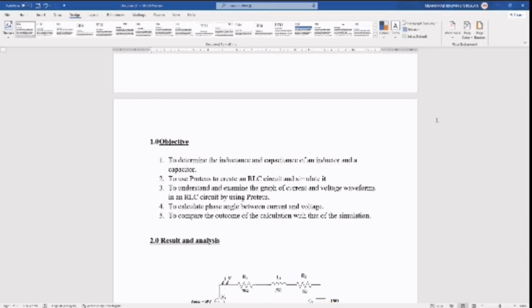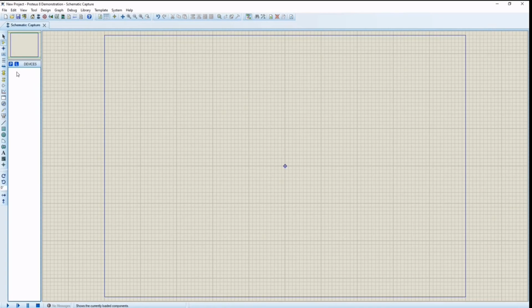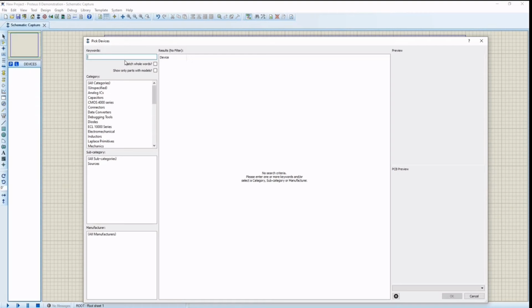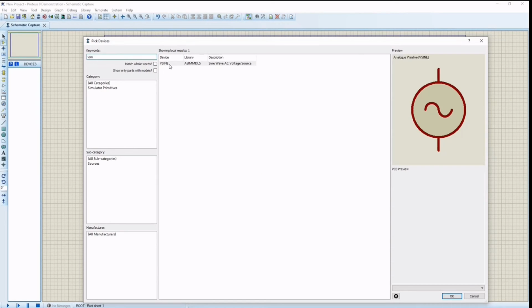My name is Muhammad Ikhwan bin Roslan and I will continue to present on how to construct the circuit. Okay, first, we have to find the devices that we have to use. For example, the first one I search is vSyn, and after that we double click it and we repeat our process to find other devices like resistor, inductor and capacitor. So after this, I search for resistor.